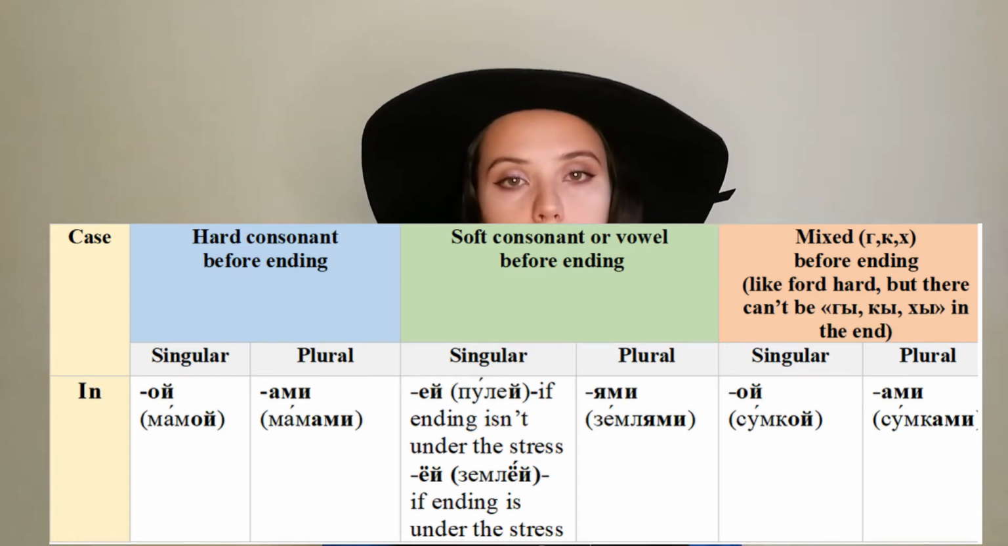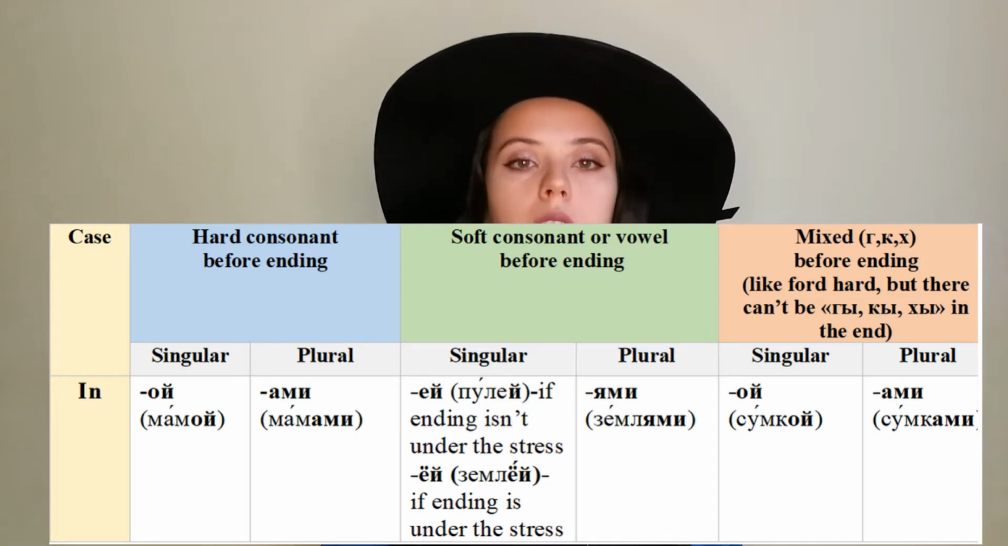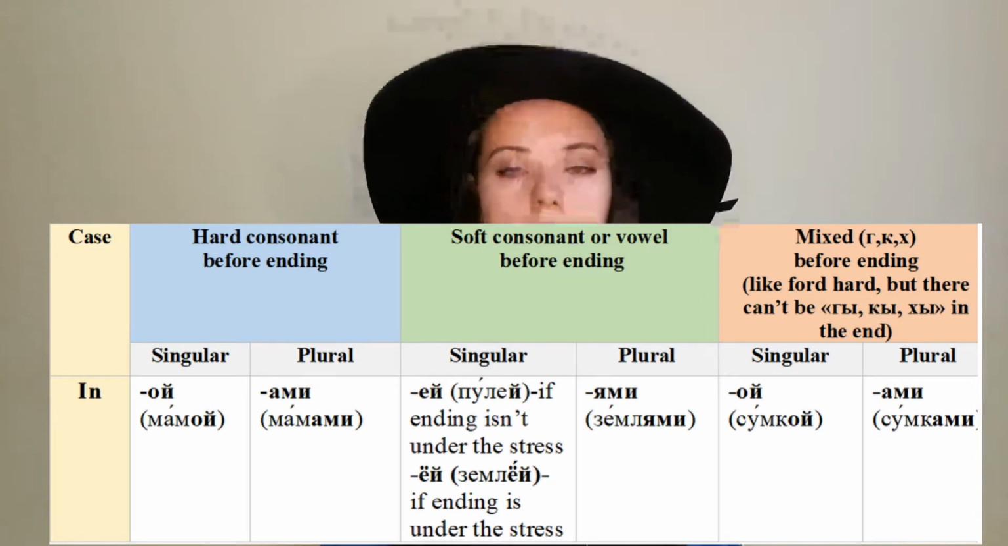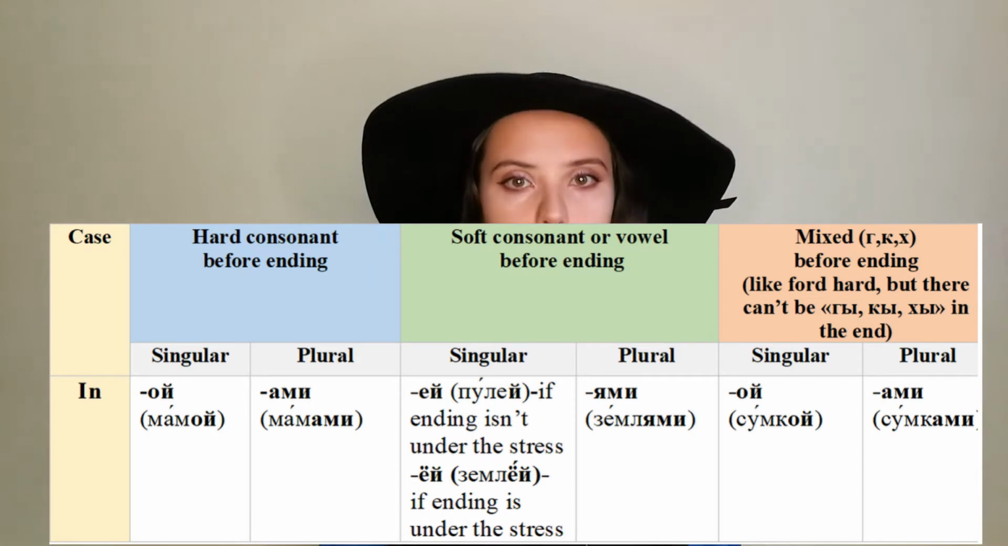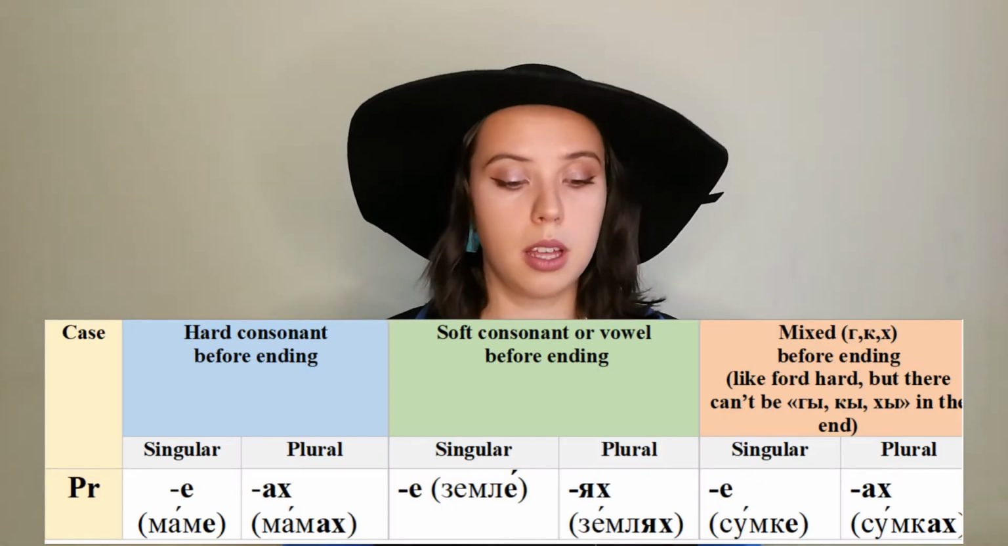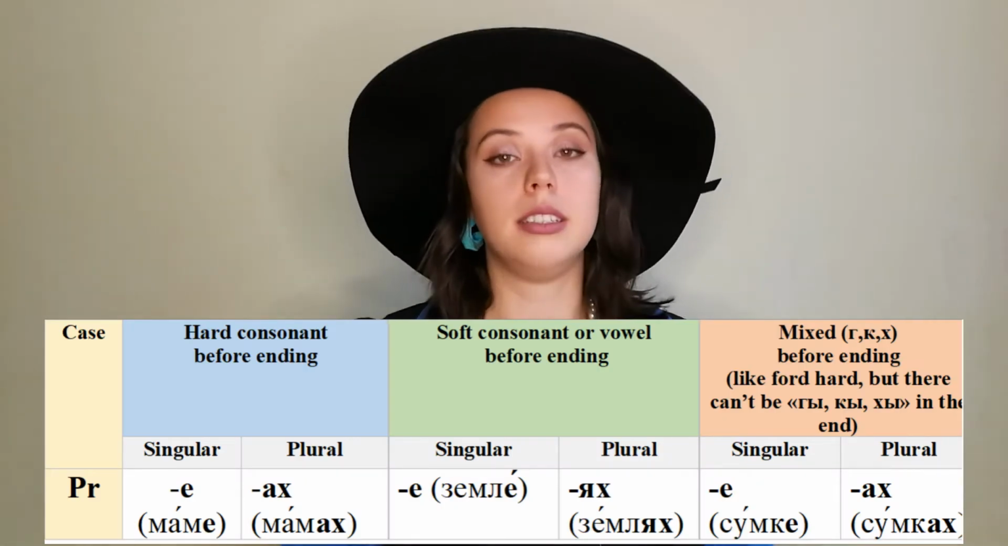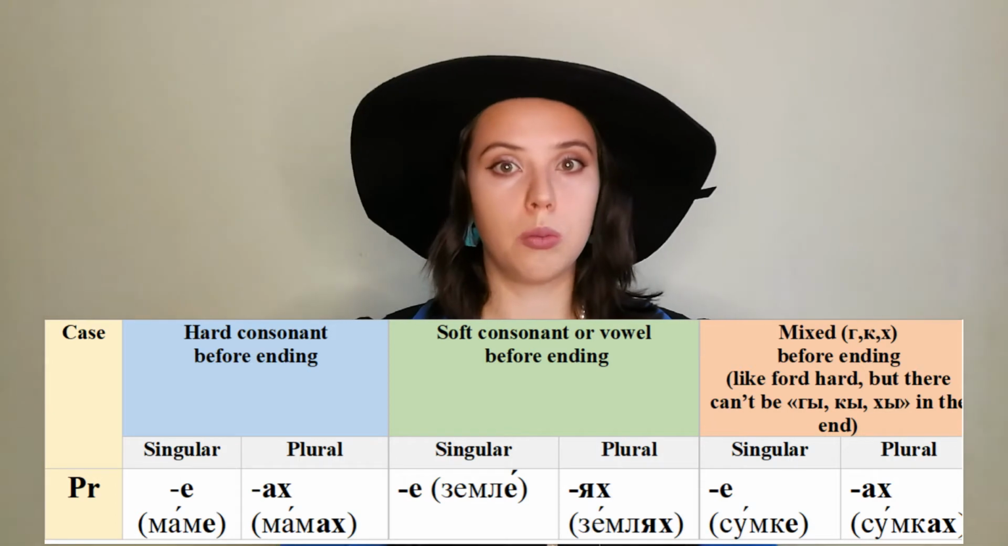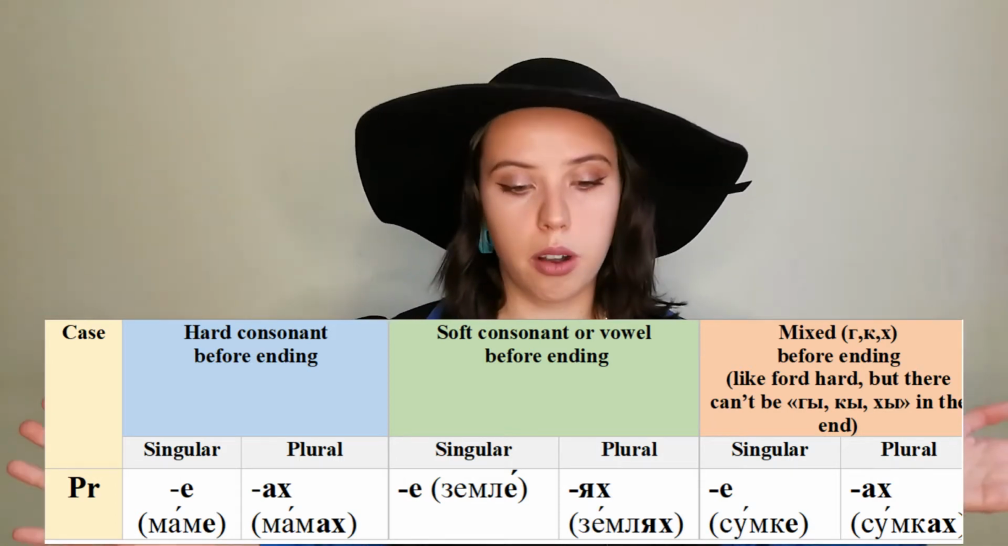And for the mixed version, it will be the hard ending ой, сумкой. All right, dear friends. And the last ending, it will be е for each of the forms: маме, земле, and сумке. So е is for everything.